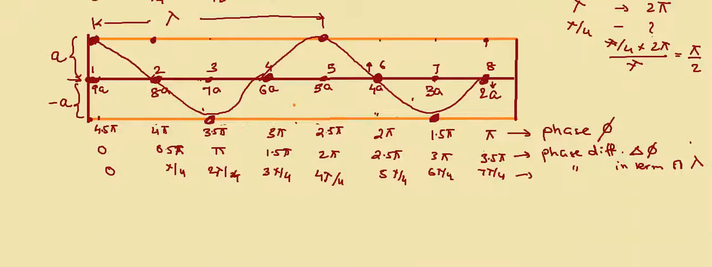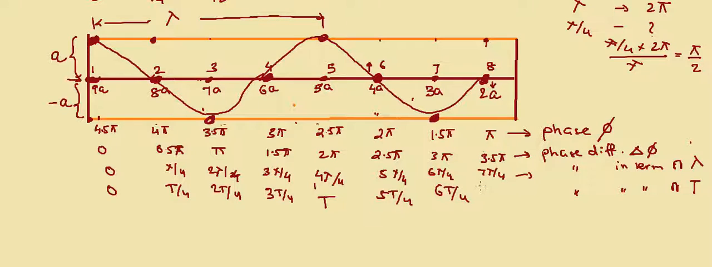We can also obtain phase difference in terms of time period T. Again, for these 2 points, the phase difference will be T. So what will be the phase difference for different particles? We can find this out. Over here it will be T, then 3T by 4, this will be 2T by 4, this will be T by 4, this is 0, and over here I can put 5T by 4, 6T by 4, and 7T by 4. This is phase difference in terms of time period.